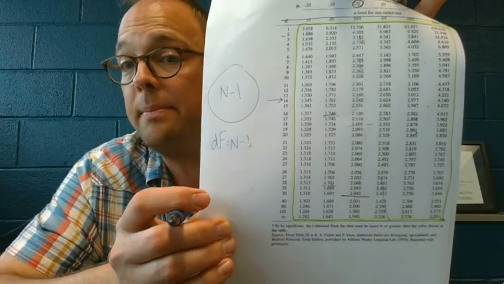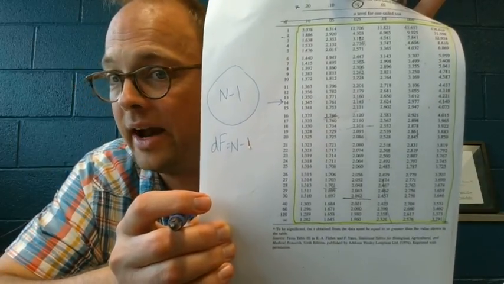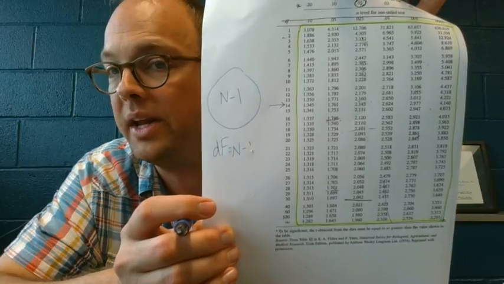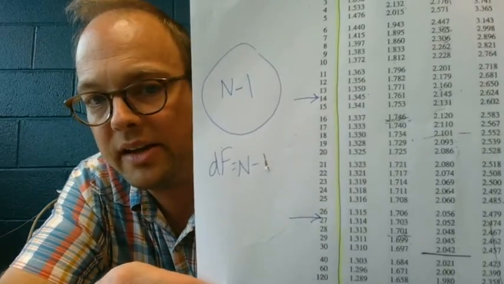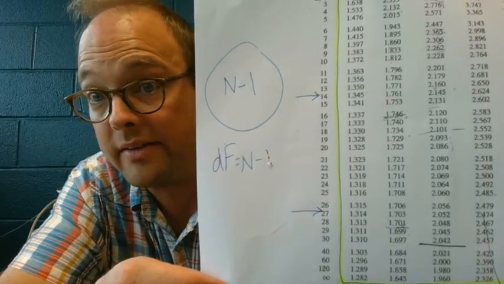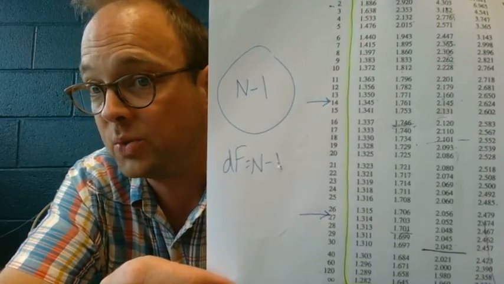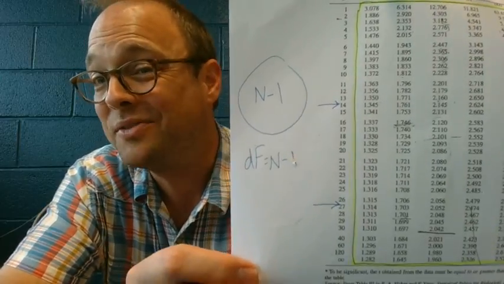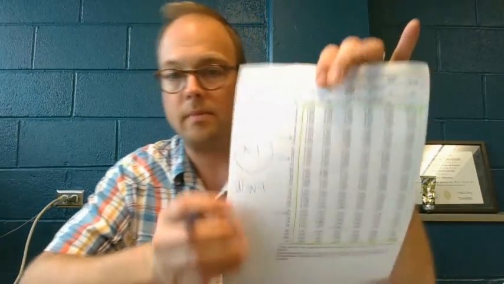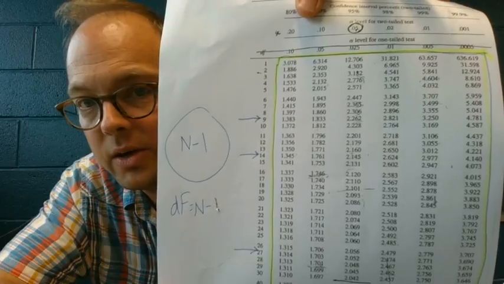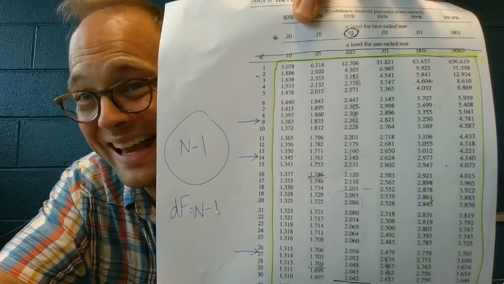Assume, if you will, a sample size of 28, so n equals 28. n minus 1, 28 minus 1 is 27. That means the correct t-value will come from that row labeled 27, right? Degrees of freedom, n minus 1. Assume a sample size of 10, n equals 10. 10 minus 1 is 9. That means the correct t-value will come from the row labeled 9.